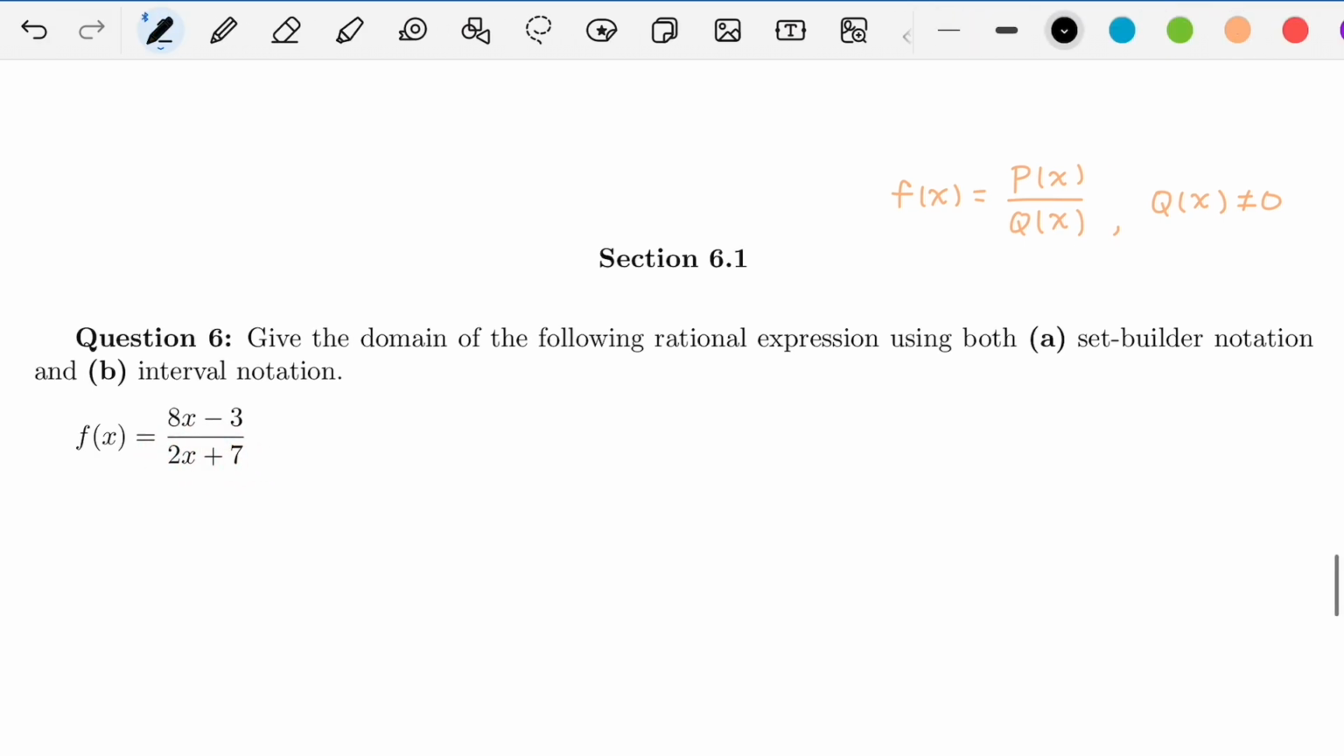And we can do that by setting up an equation here. Our denominator is 2x plus 7. We want to figure out when this is equal to 0, and we can do that just by solving for x here. Now solving for x, this will give us minus 7 over 2.